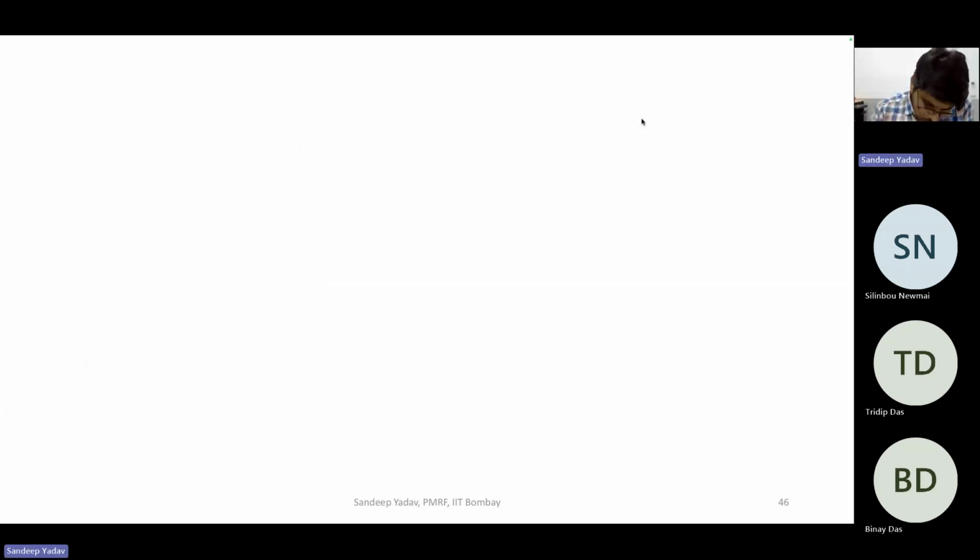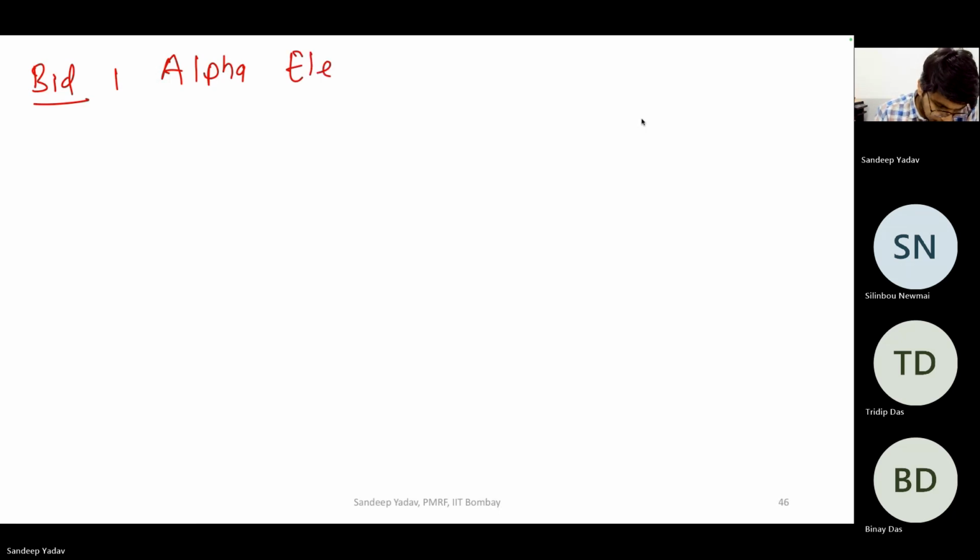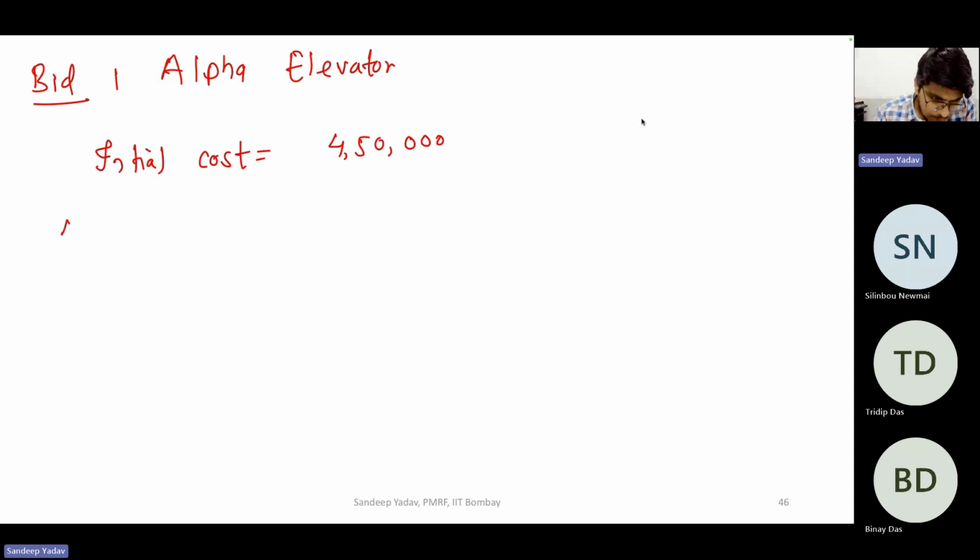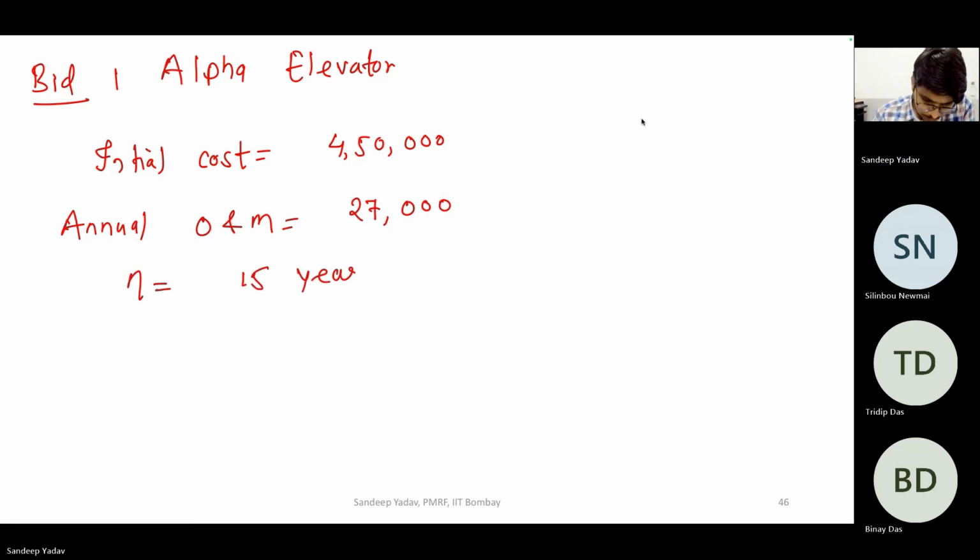Okay, let's go one by one. So first we will see bid number one, that is Alpha Elevators. The initial cost was given as 4,50,000 rupees. Annual operation and maintenance was given as 27,000. Life is 15 years. So that's all.